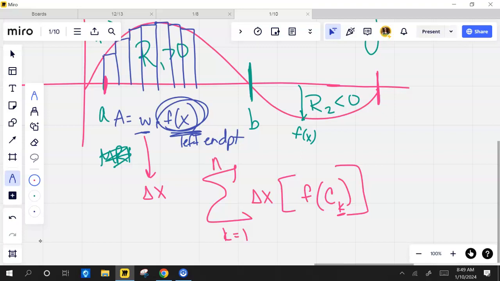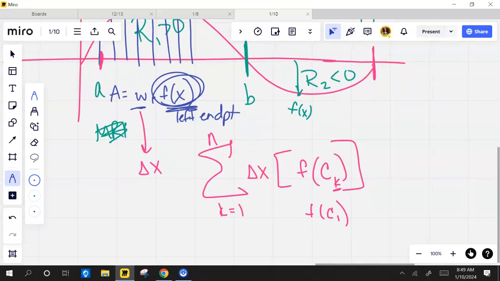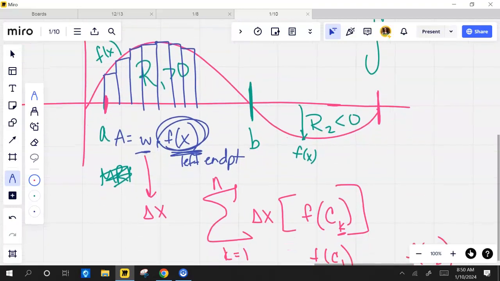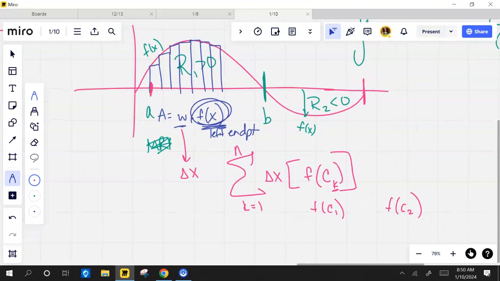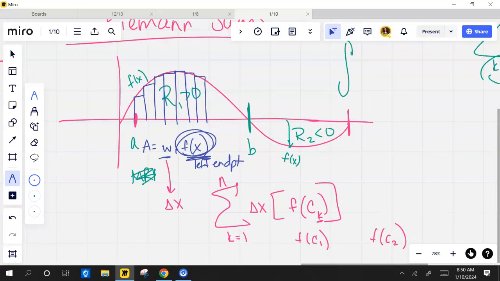That's my number of intervals, right? That's how many I got. So if I've got 4, then this would be f of C sub 1. That would be my very first height rectangle. And then f of C sub 2 would be my second height rectangle, and so on until I got to N. Does that make sense? Wait, well, this is just in general, because remember, I don't really have a function itself. This is just a general sum.